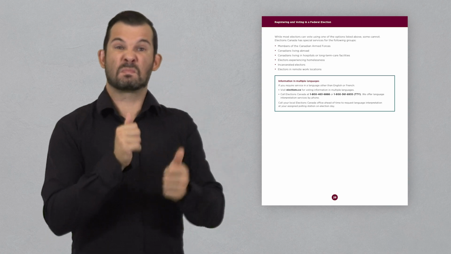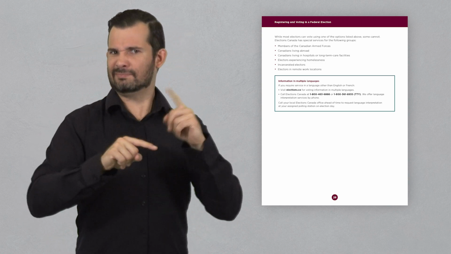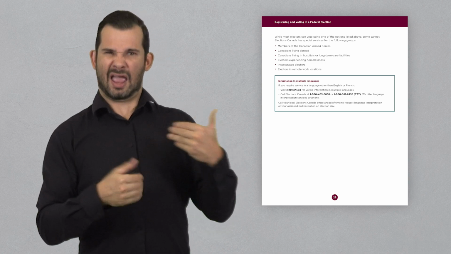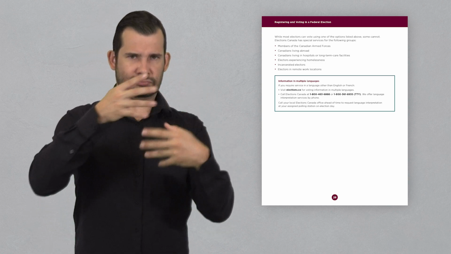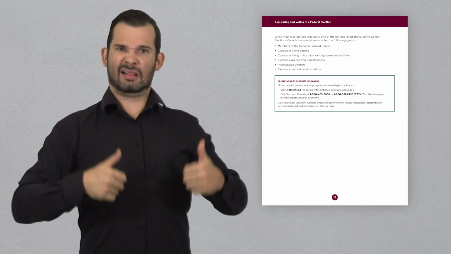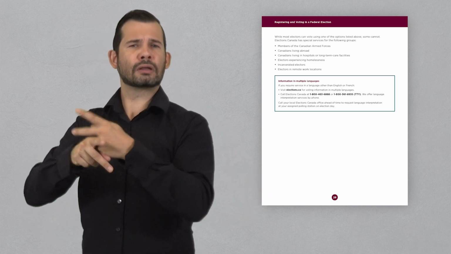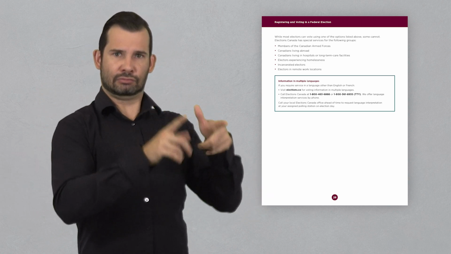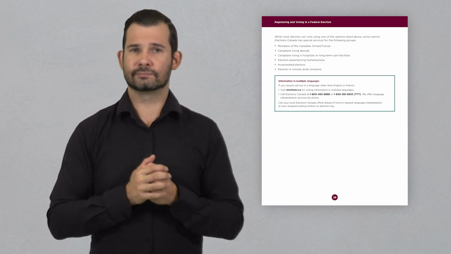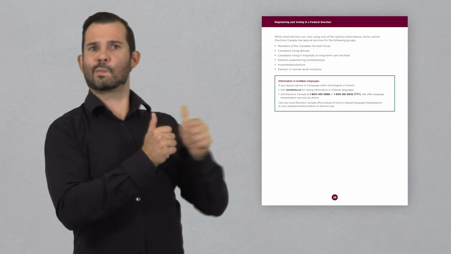While most electors can vote using one of the options listed above, some cannot. Elections Canada has special services for the following groups: members of the Canadian Armed Forces, Canadians living abroad, Canadians living in hospitals or long-term care facilities, electors experiencing homelessness, incarcerated electors, electors in remote work locations.